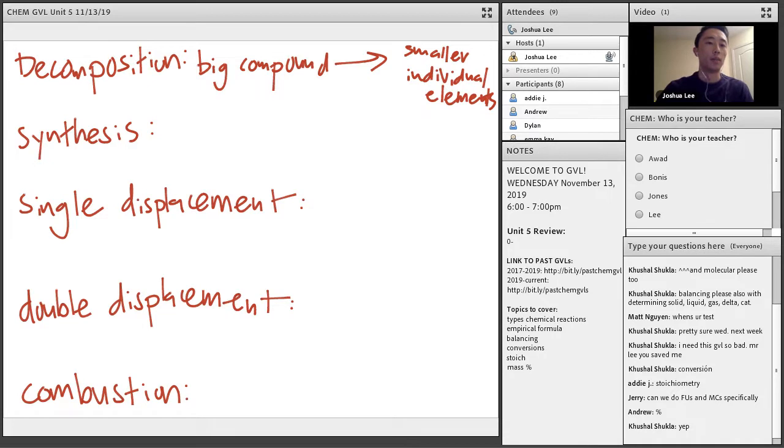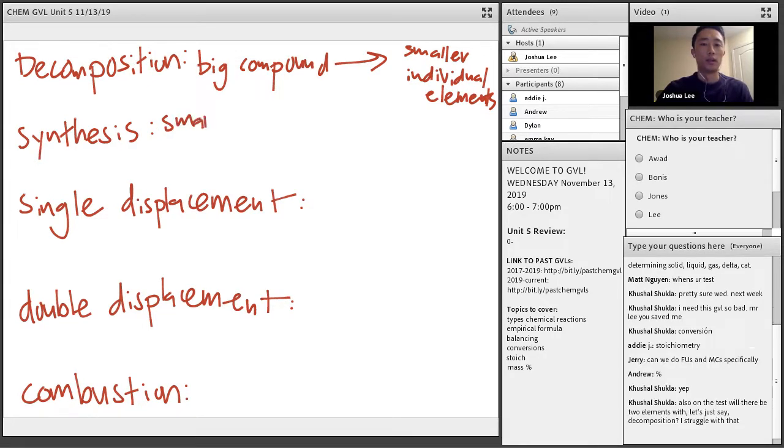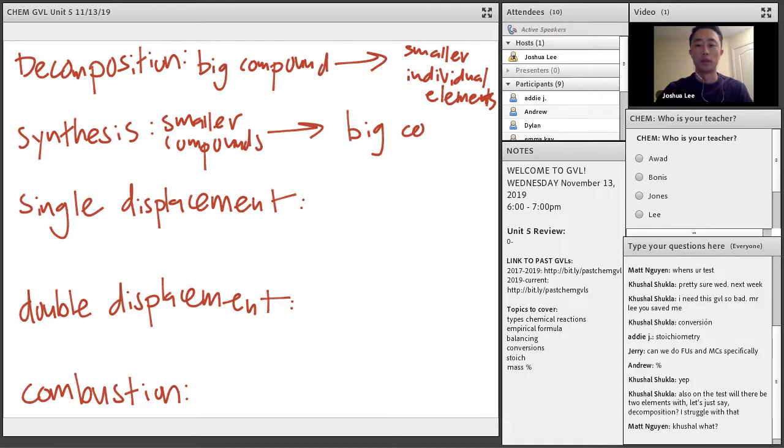Synthesis is the exact opposite. It's smaller compounds. They form together to make a larger compound. Almost like fission and fusion, big compound.